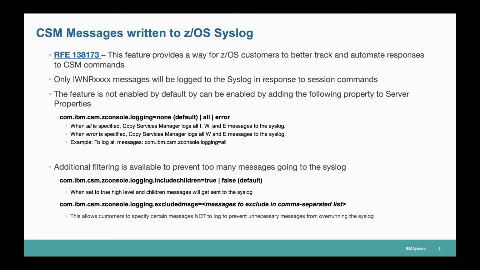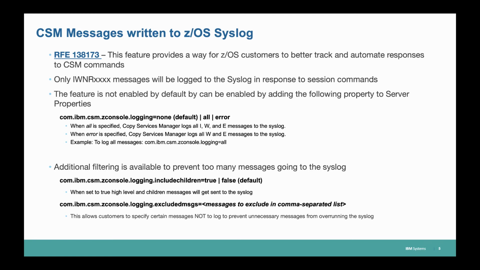But you can have two other choices. You can set it to all, which will log all I, W, and E messages, so all info, warning, and error messages to the syslog. Or you can choose to specify error, which will only issue the warning and error messages. All right, the other thing I want to note is that maybe that's still a lot of messages, and so there are multiple ways we can filter.